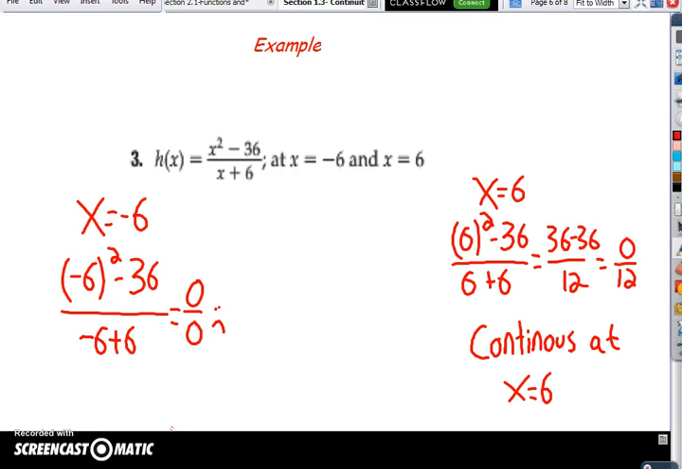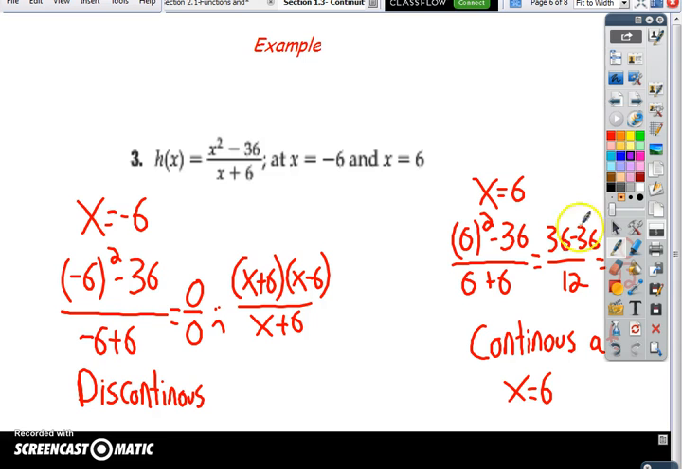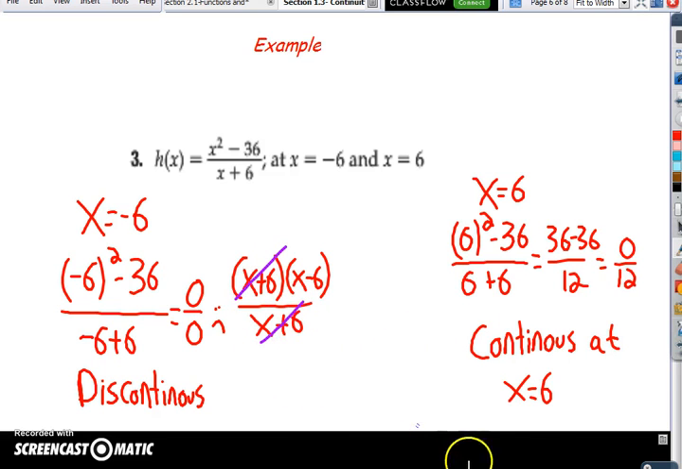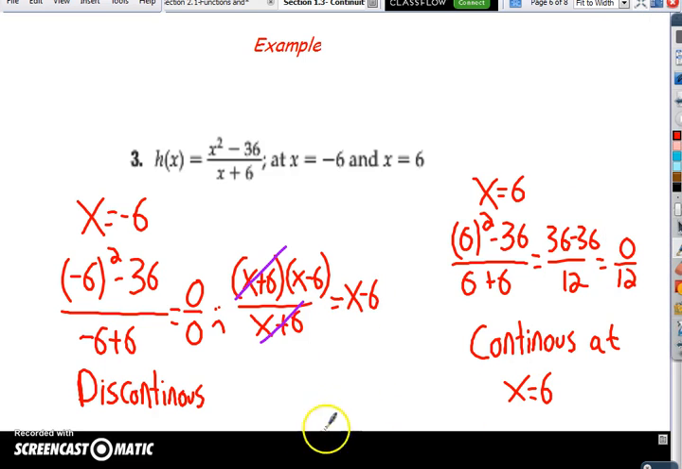So now back to this problem over here, that -6. Obviously it's discontinuous because I can't divide by 0. So what do I do then? Well, we go ahead and factor the top portion. x squared minus 36 factors as x plus 6, x minus 6, difference of squares. Can I cancel anything? Why, sure as shooting can. They're linked with multiplication. Goodbye, x plus 6's. Now I've got left x minus 6.